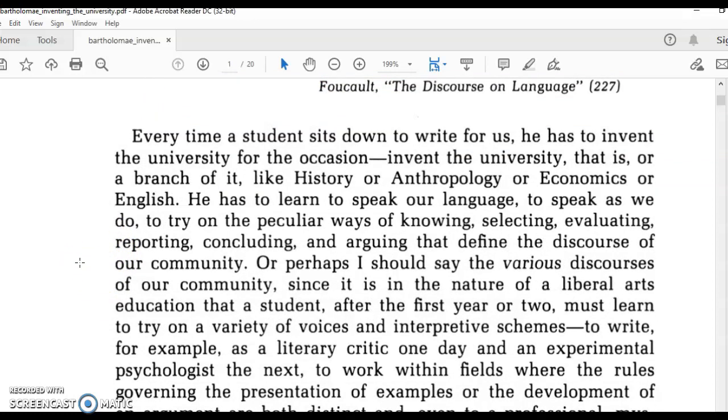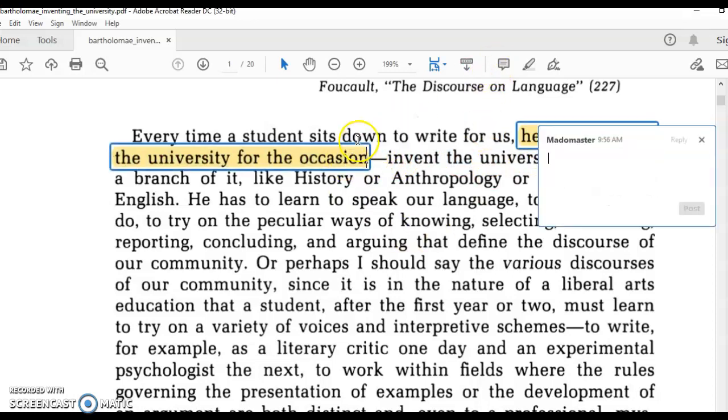Every time a student sits down to write for us, he has to invent the university for the occasion. Invent the university, that is, or a branch of it, like history, or anthropology, or economics, or English. If you're like me, you probably paused here. And you probably would highlight this, because Bartholomew, I'm going to abbreviate his name here, is title dropping. He's mentioning the title of his essay in the body of his essay, and that usually means that the title itself is important, and that the title drop, the place where he mentions it, is also very important.